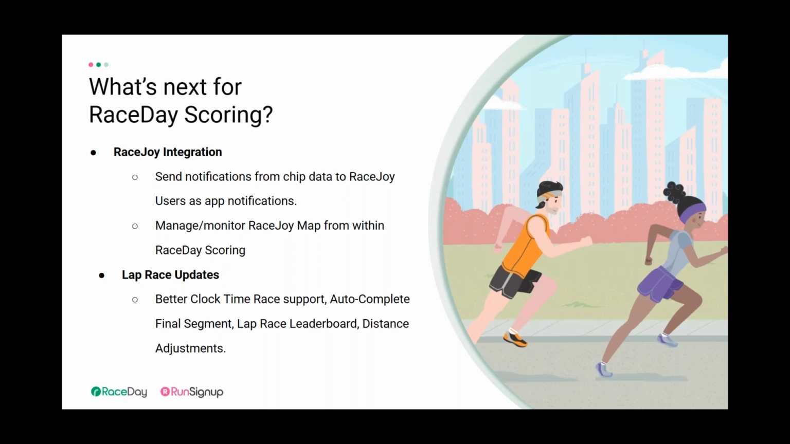Next, lap race updates. We've had a catalog of lap race updates we've been wanting to get to, but have been pushed off because of the significant changes that needed to be done for version 4. A few things here: better clock time race support for lap races, auto-completing a final segment for races where you have multiple segments within a lap, lap race leaderboards, which is a heavily requested feature, and a distance adjustment. So you could say you want to import a bunch of distance adjustments for a portion of your runners. These are some things that we know are highly looked after or requested from us. So they're on our list and we want to get to them.